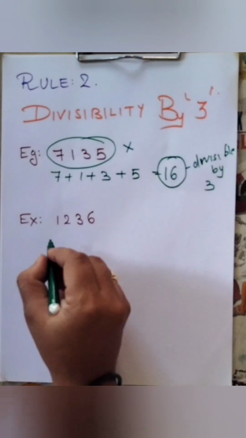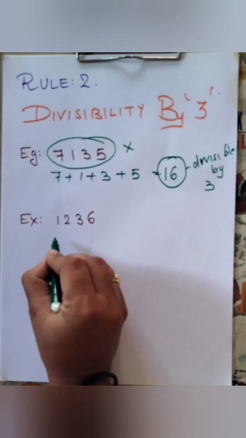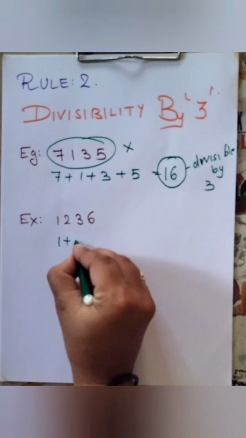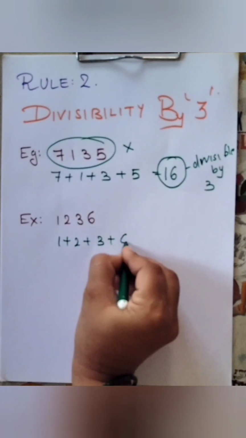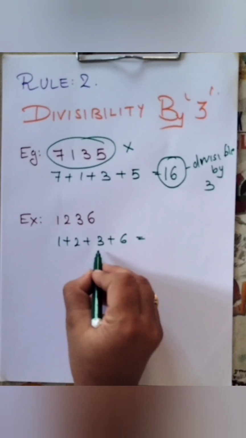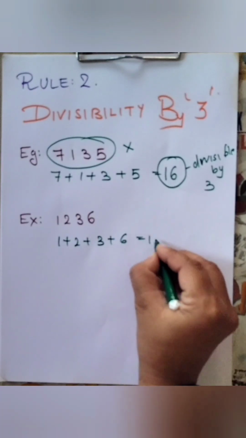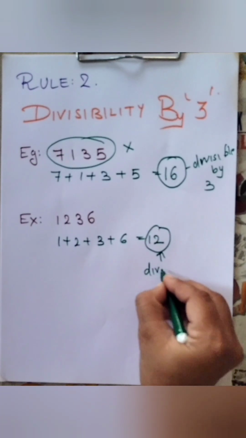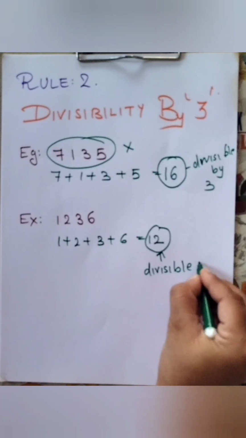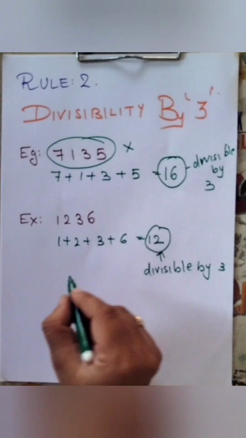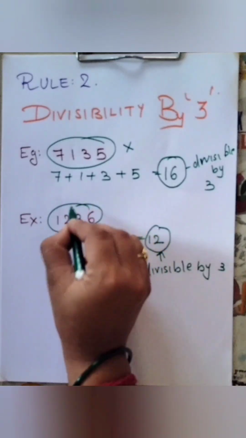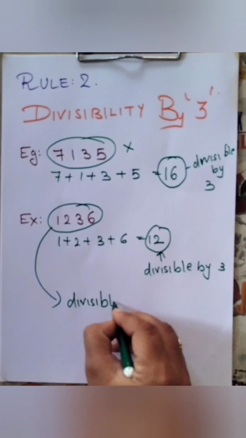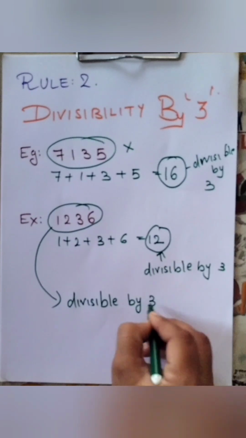Let's see another number. Here I have the number 1236. Let's add the digits of this number: 1 plus 2 is 3, 3 plus 3 is 6, 6 plus 6 is 12. You can see this sum is divisible by 3. That means it's a multiple of 3, which implies this whole number is divisible by 3. Yes, like this.